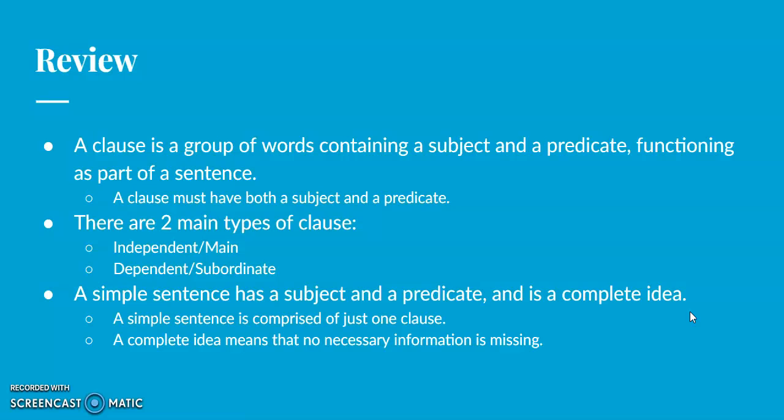So to review, a clause is a group of words containing both a subject and a predicate functioning as part of a sentence. In order to be a clause and not a phrase, it must have both a subject and a predicate. A clause that can function on its own as a sentence is an independent clause. A clause that relies on more information to be complete is a dependent clause. In order to be a complete sentence, a clause must not be missing critical parts or information.